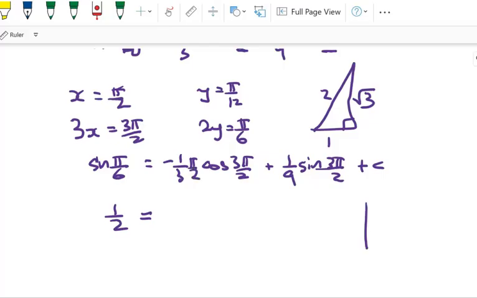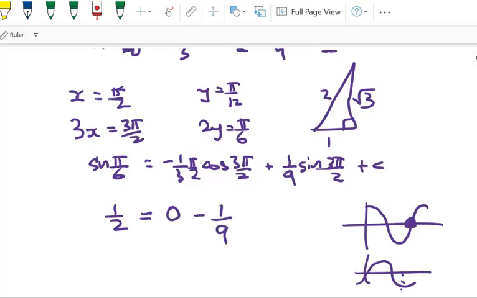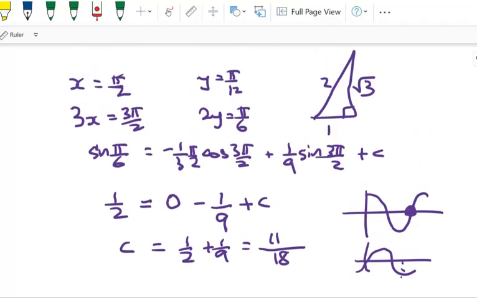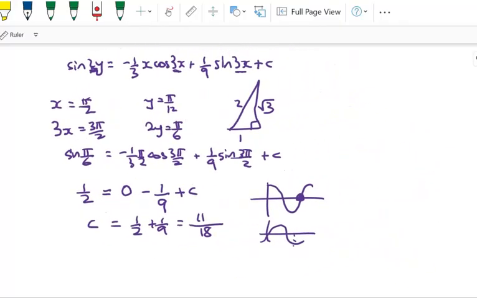So let's see what some of these cosines and sines are. There's my cosine graph. There's my sine graph. Cosine of 3 pi on 2 is 0. And sine of 3 pi on 2 is going to be -1. So c is equal to 1/2 plus 1/9, which works out to be 9 plus 2 is 11 on 18. Right, what does that give me all up? Let's just shrink it a bit.